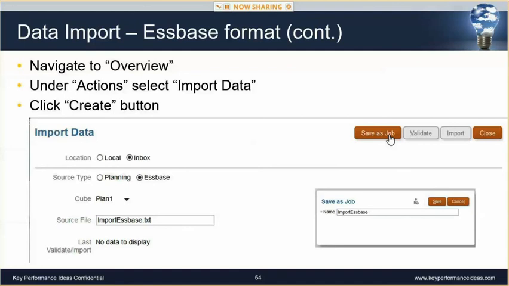And so in this case, what we're doing is we're saving this as a job. So we're saying that the location of the file is going to be the inbox. The type of file is an Essbase format. You need to select the cube name here. Don't forget to do that. You need to load your data to the right cube, the right plan type, and then we specify the name of our source file, including the extension of .txt. We save it as a job, click that button, and then we give it a name and save.